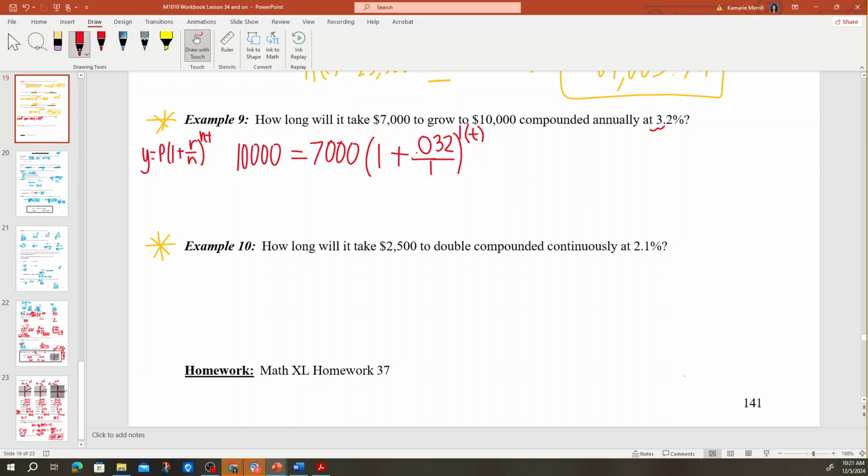Well, so now our variable is stuck up in the exponent. So when it's stuck up in the exponent, we will use logs to solve this, okay? Now, we'll start to isolate. So first you want to clean it up so that it's just an exponent equal to a number. So we really do want to pull this 7,000 away, because I can't distribute the 7,000, right? So we're going to pull the 7,000 away. This is 10 over 7. I'm going to leave it as 10 over 7.